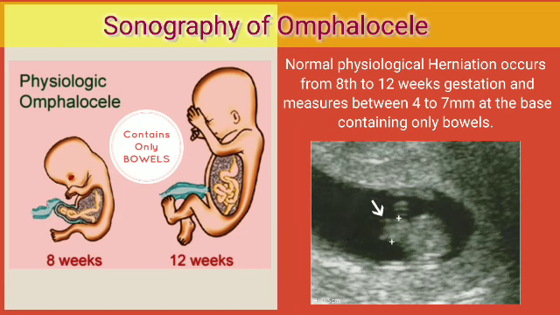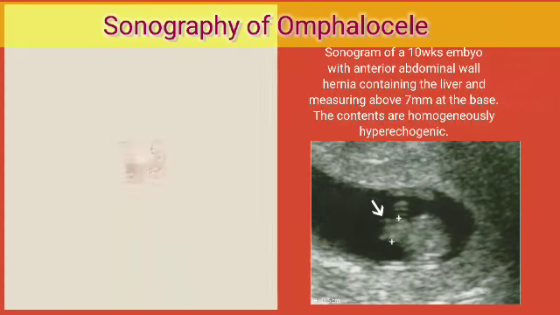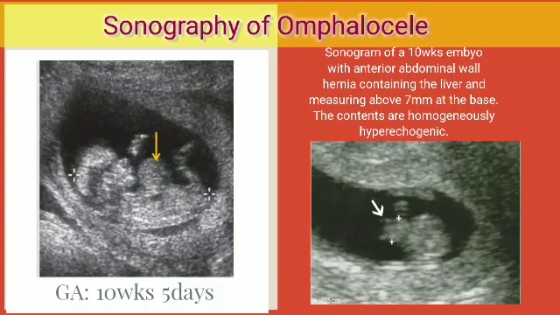Yes, the answer is yes. It can occur when the content of the herniation is the liver. So it can be diagnosed at 10 weeks or 11 or 12 weeks if the content of the herniation is the liver or any other organ other than the bowel loops.